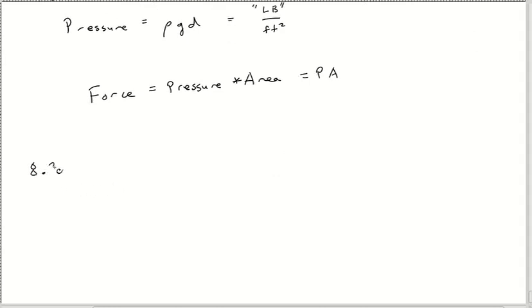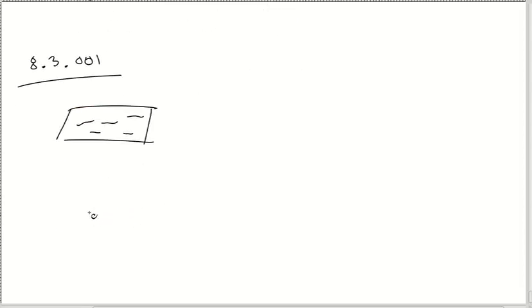Here we go. So 8.3.001, yep, that's your first question on the homework, I think. We have this tank of water, and I'm just going to create this tank here for you. I didn't do very well on my three dimensions here. I don't like how I did that. There, let's just do that. That's better. There we go. There's my tank.